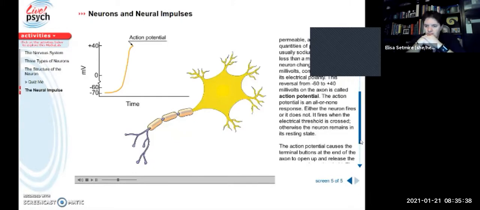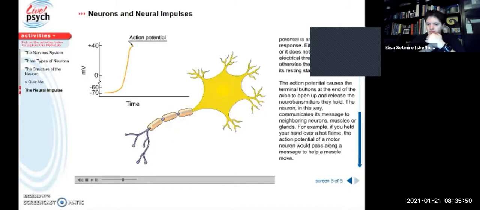The action potential is an all or none response. Either the neuron fires or it does not. It fires when the electrical threshold is crossed. Otherwise, the neuron remains in its resting state.